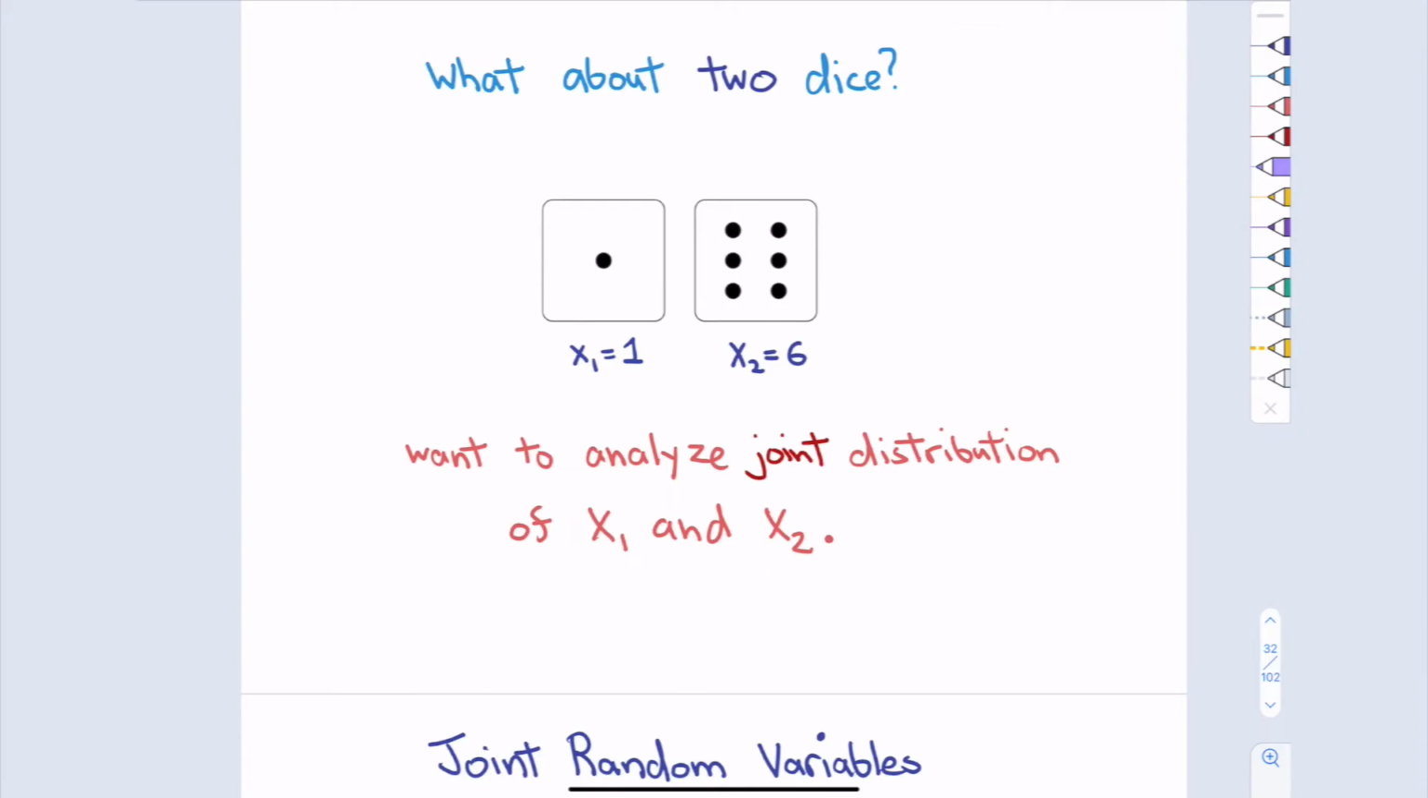So much for one random variable at a time. Of course, we'll often have more than one random variable at a time. We'll often have n random variables at a time, but let's start with 2. And now you want to analyze the joint distribution of 2 dice or something. Very natural question to ask.